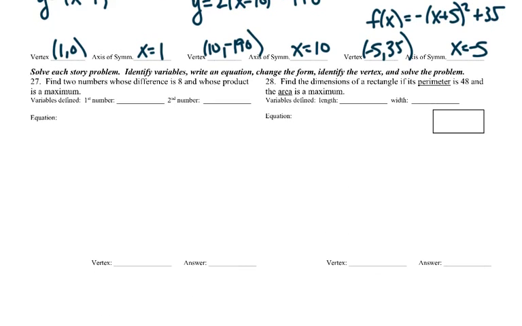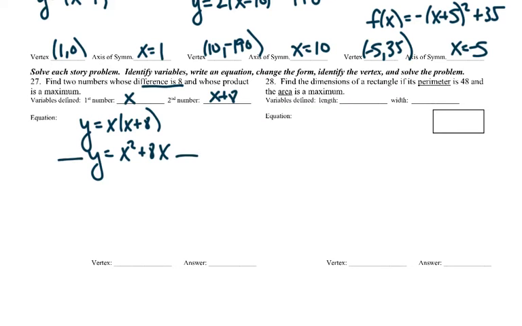Now we're at the story problems. Find 2 numbers whose difference is 8. The variables for that are x and x plus 8. And you can think about that a little bit if you need to. So it's x squared plus 8x, and now I'm just going to, again, change the form. Add 16 to both sides, but then move that 16 over. This gets factored.